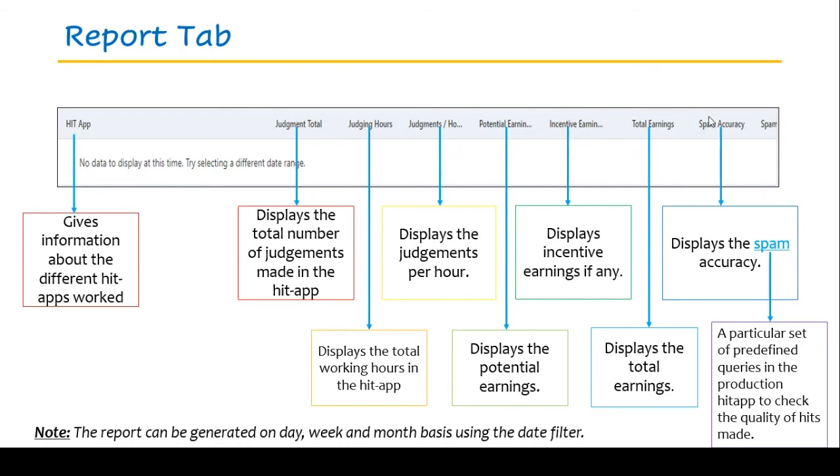The spam accuracy is a new term. So what is the spam accuracy? There are a few particular sets of 3 defined queries that will be given to you in every hit tab. So we call them spam accuracy. These spams are the specific questions or specific set of questions that are there to assess the quality of an individual. So we call them spam accuracy, which is there during the production.